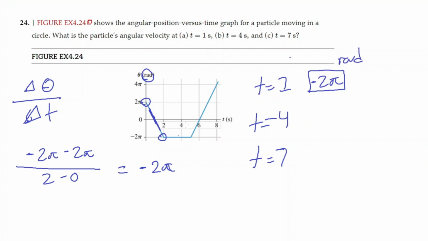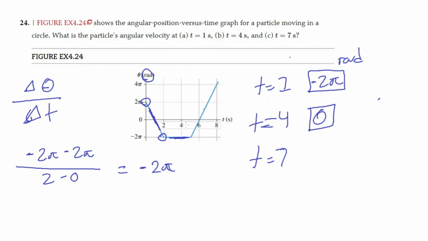Now let's find the angular velocity at t equals 4 seconds. We can see that the position versus time graph has flatlined at t equals 4 seconds. So we can assume that the angular velocity is zero, because the position is not changing. So our angular velocity is 0 radians per second at t equals 4 seconds.